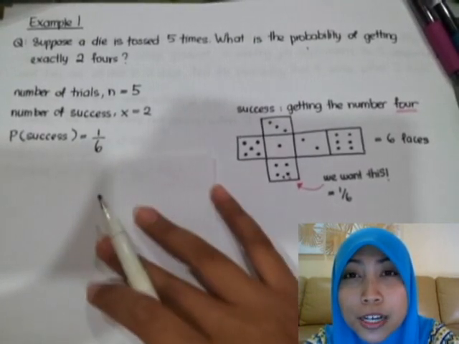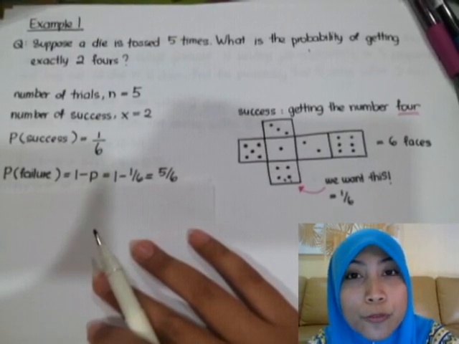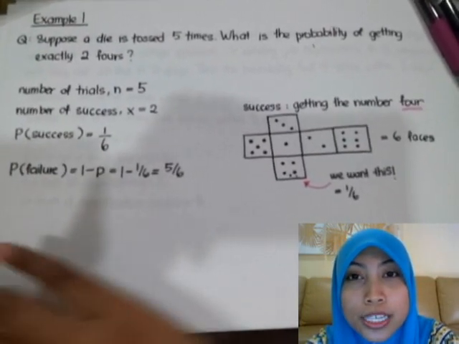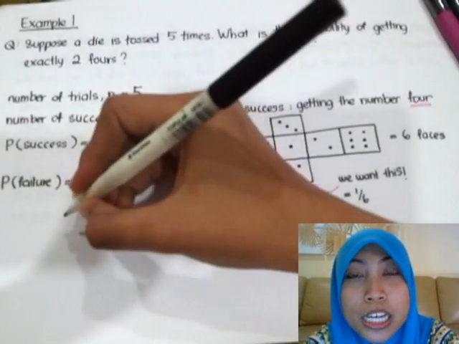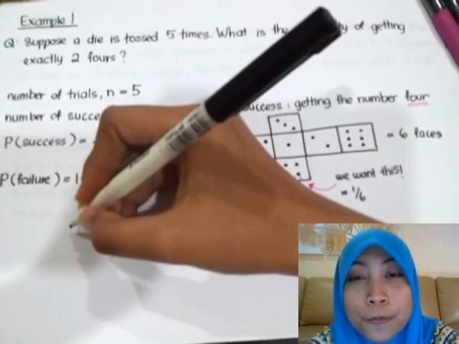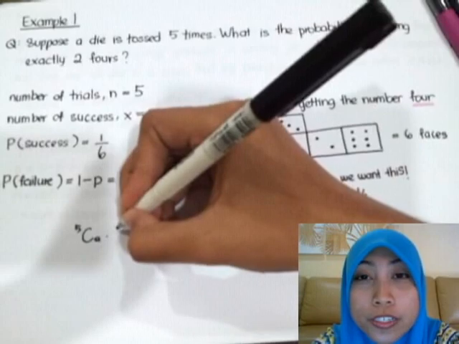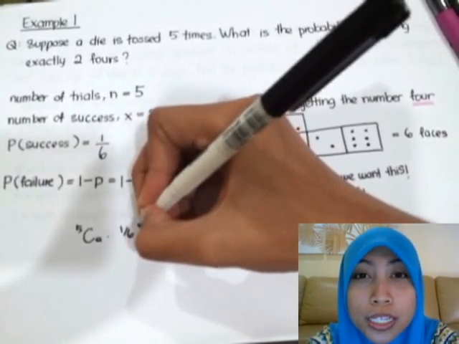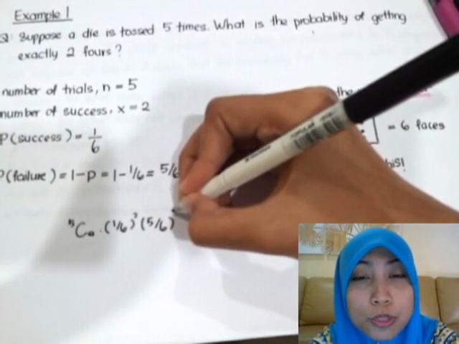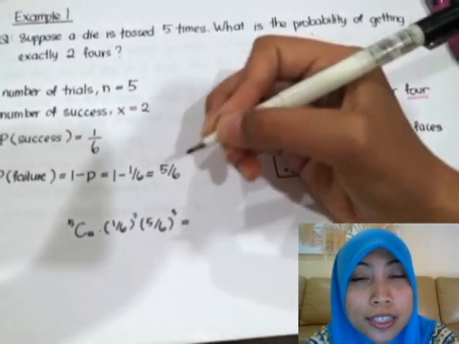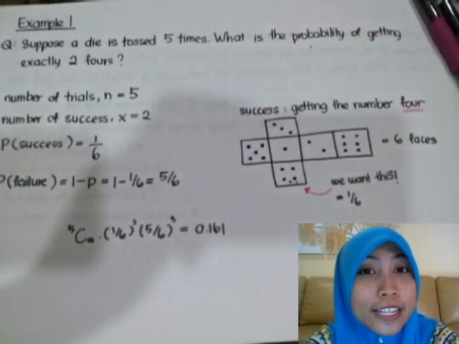Next, the probability of failure is 1 minus p, 1 minus 1 over 6, and we will get 5 over 6. Okay, now let's try to put the figures in the formula. It will be something like this. 5 choose 2 times 1 over 6 to the power of 2 times 5 over 6 to the power of 5 minus 2, which is 3. And that's the answer. So let's try another example.